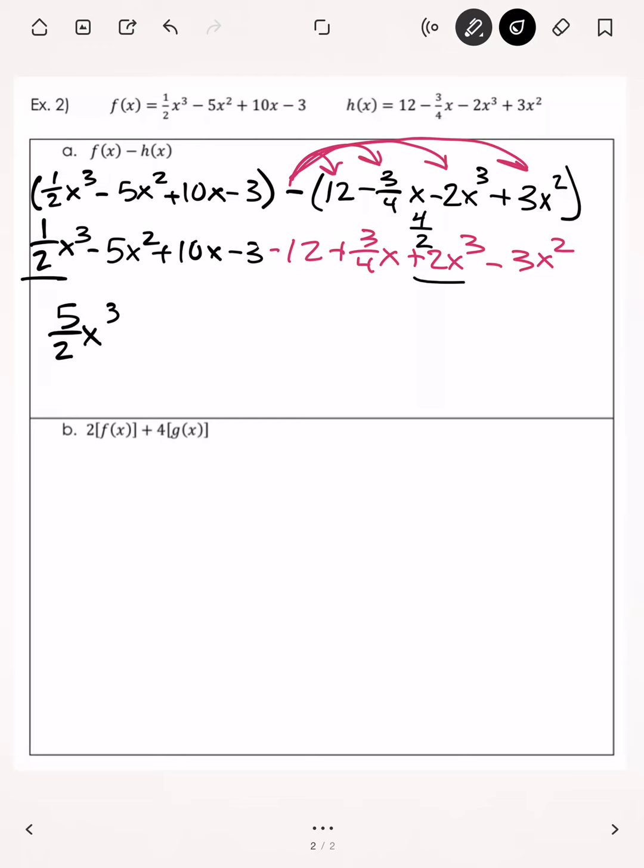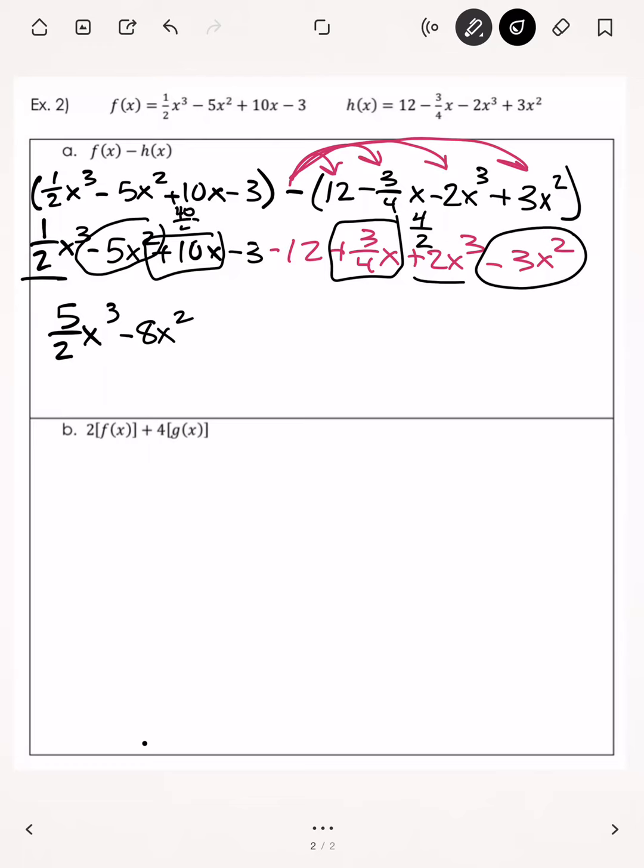Then I go to add my x squared terms. My x squared terms are the negative 5x squared and the negative 3x squared. So a negative 5x squared minus a 3x squared is a negative 8x squared. Then I add my x terms. So I have a 10x and a 3/4 x. So that 10 I need to change to a fraction, so it becomes 40 over 4. 40 divided by 4 is 10.